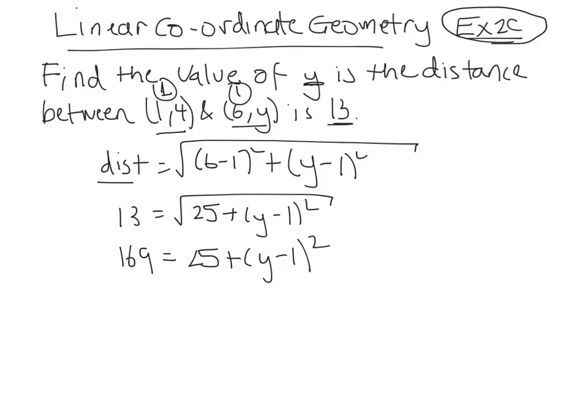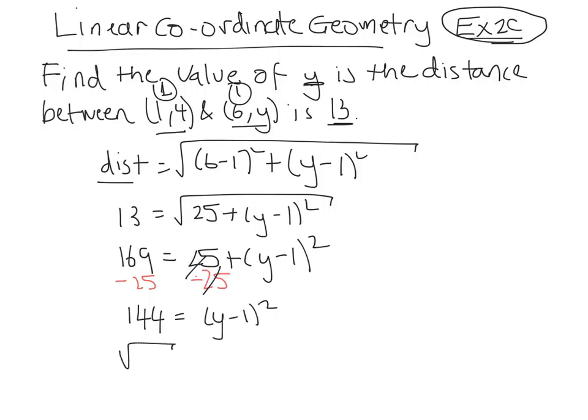Now, the next thing I'm going to do is to get rid of this 25. So I'll take away 25 from both sides. So 169 minus 25 is 144, and 25 take away 25, that cancels out. So that leaves y minus 1 squared.